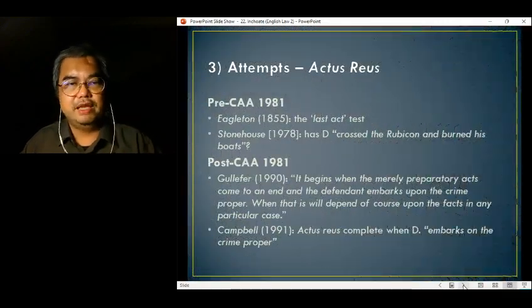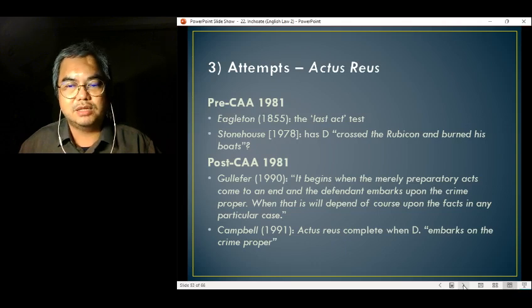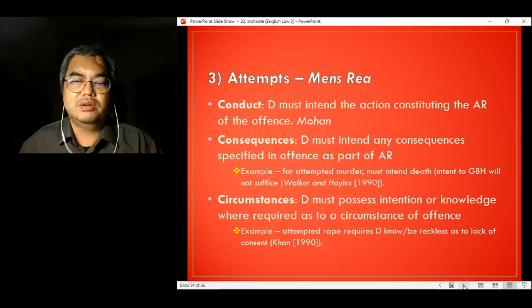So that's basically it for attempts. The actus reus is that there must be more than merely preparatory acts, that is, when the accused embarks on the crime proper, and for the mens rea, there must be intention.